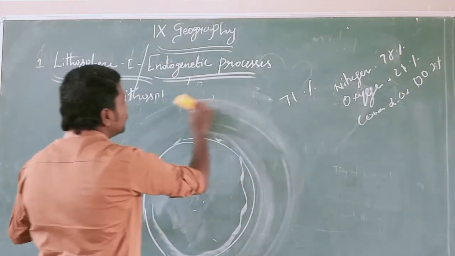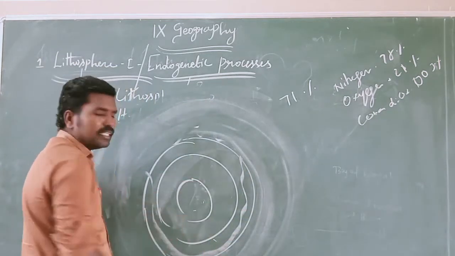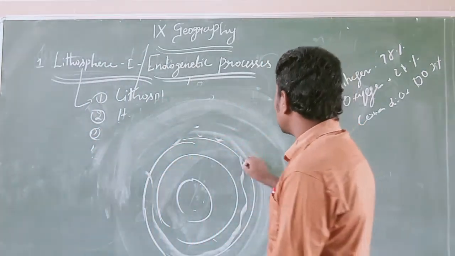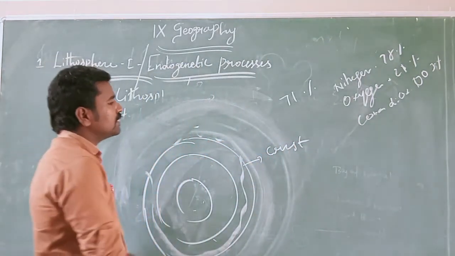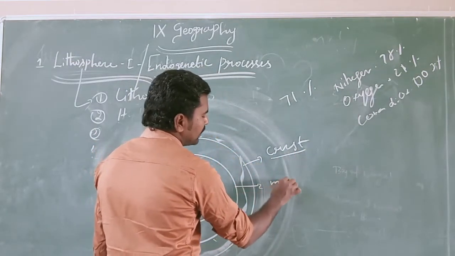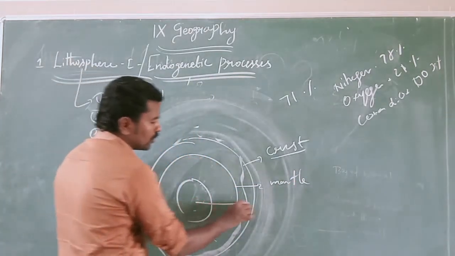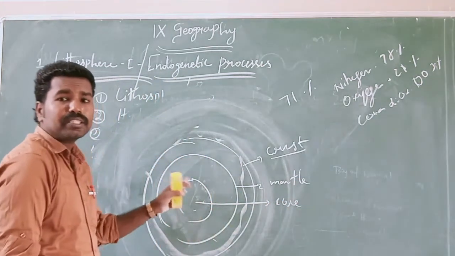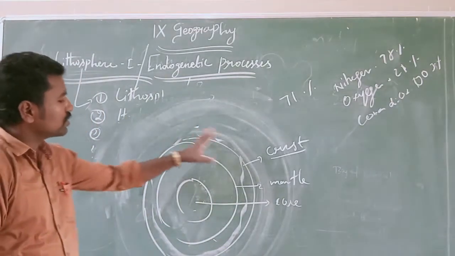And next, illustrate the internal structure of the earth. The next important learning objective is the internal structure of the earth. The internal structure of the earth can be classified into three major types. One is the crust, the solid outermost part of the earth. The second is the mantle, the middle structure. And the core is the innermost layer of the earth, filled with molten magma.